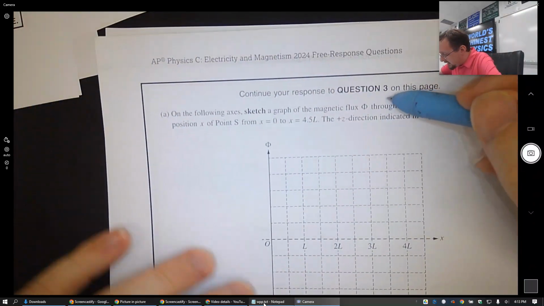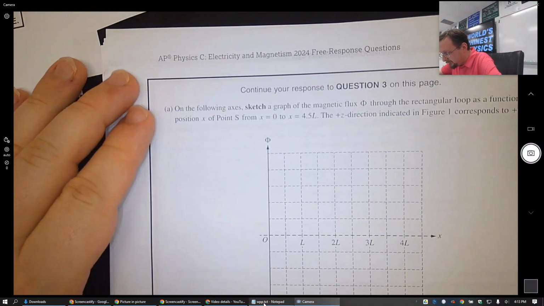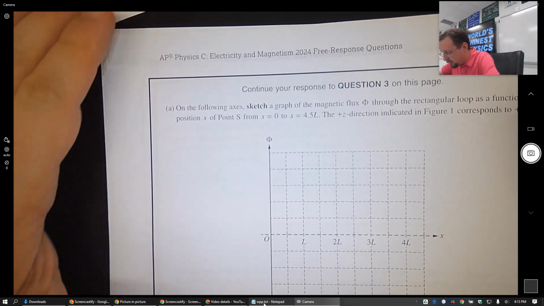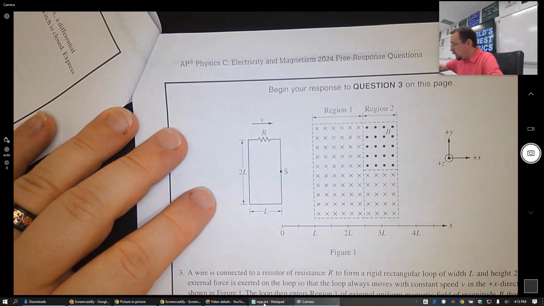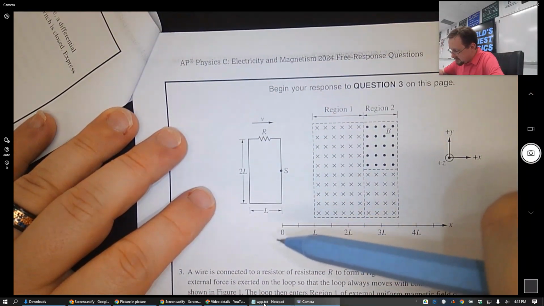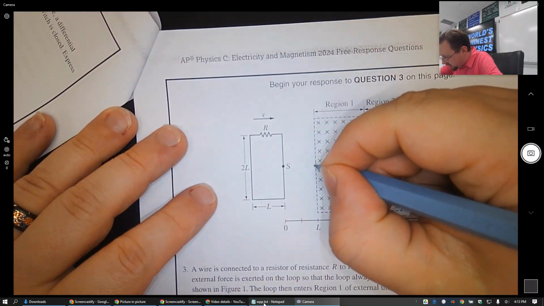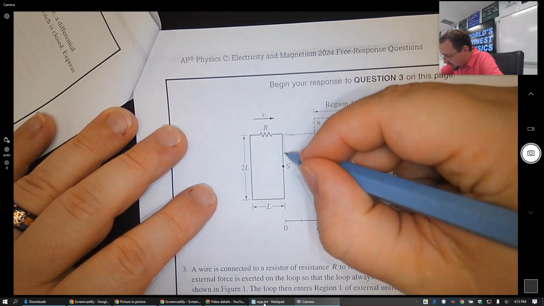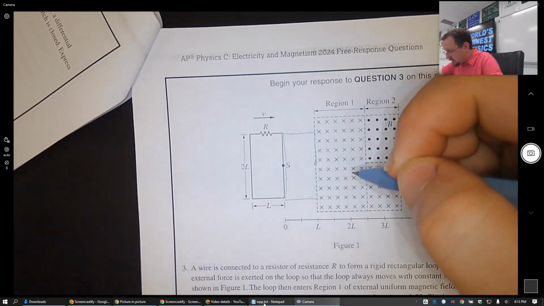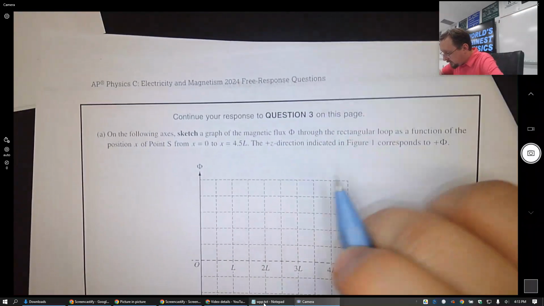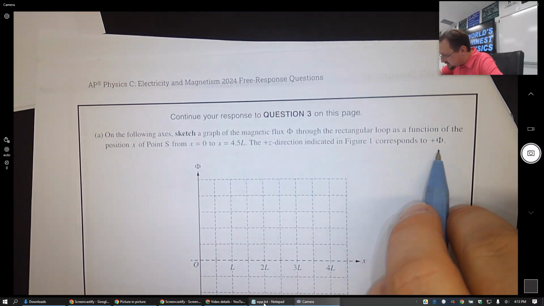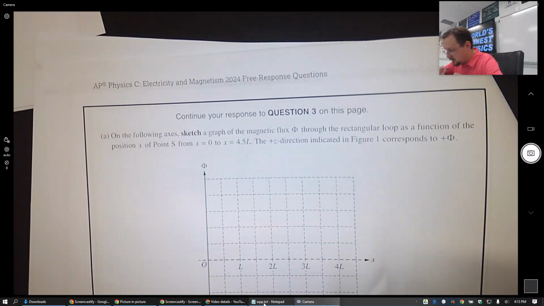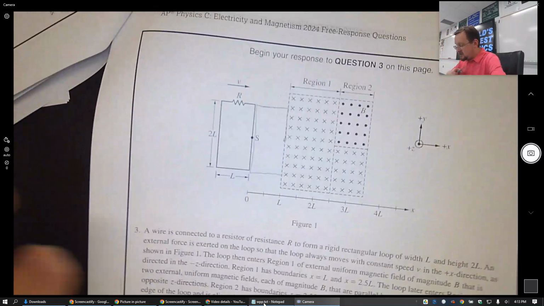Sketch a graph of the magnetic flux through the rectangular loop as a function of the position of point S. Okay, so once point S gets to here, we are going to begin taking in the into-the-page magnetic field. What are they deciding here? The positive Z direction indicated corresponds to positive phi. All right, so then this is negative.